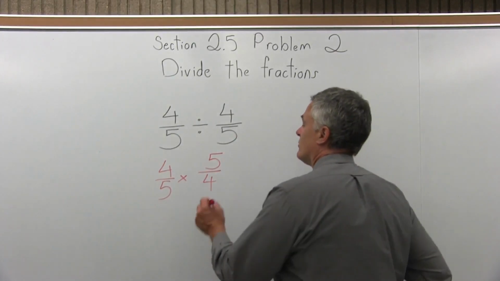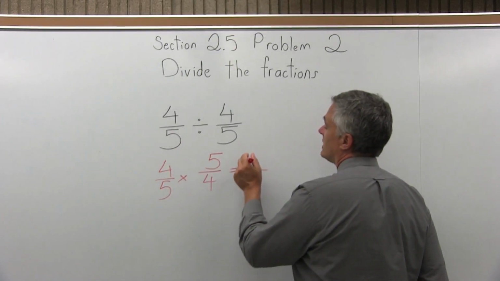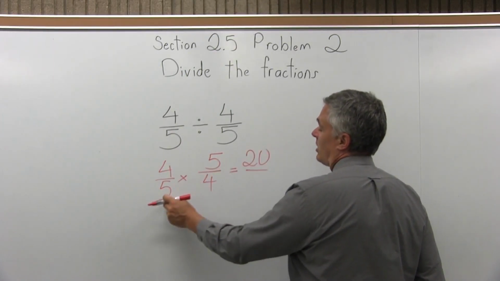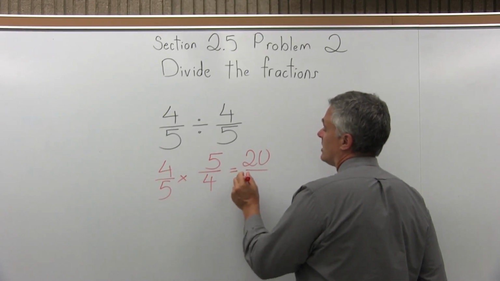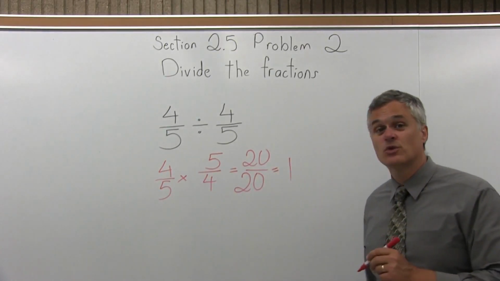So now there's a variety of ways to approach this. You can just multiply right across the top. Top times top, 4 times 5 is 20. Bottom times bottom, or denominator times denominator, is 4 times 5 again, which is still 20. And 20/20 will reduce to 1.